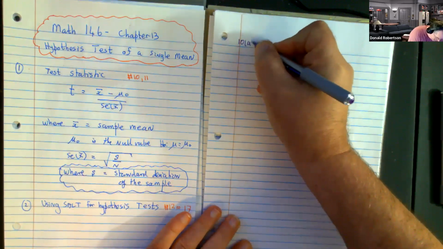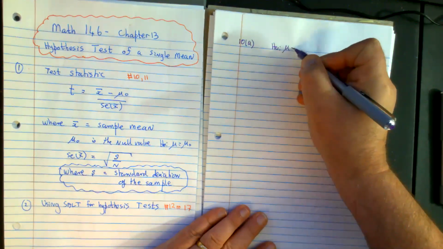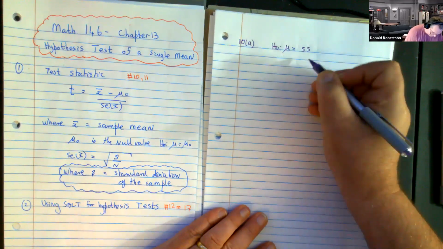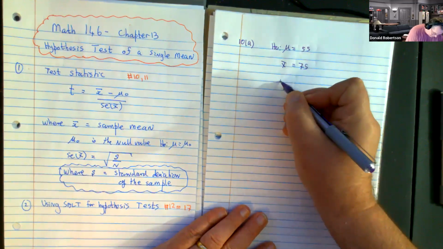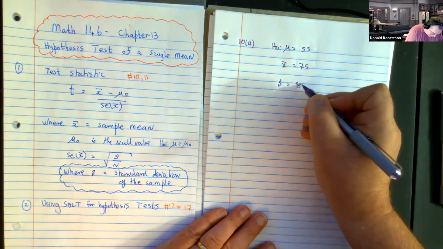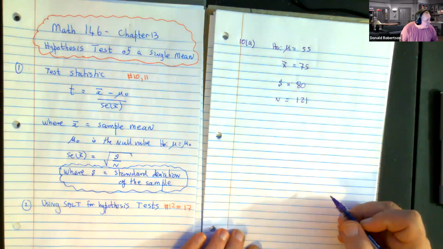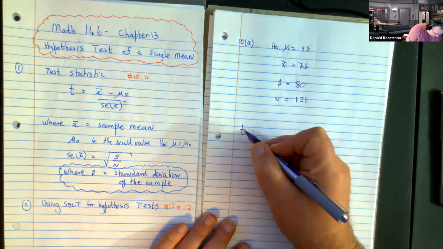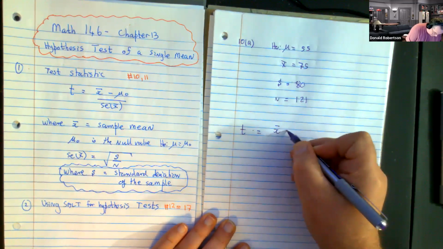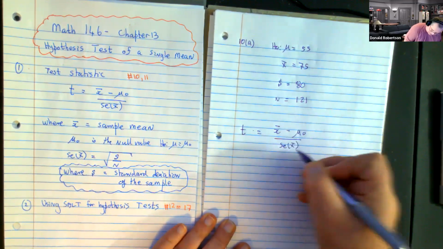So the first one I'm going to be doing is question 10a. In their story, the null hypothesis was 55. They told us X bar was 75. They told us S, the standard deviation, was 80. And finally, they told us that n is 121. So as long as I know all these, I am good to go. The test statistic, the t, is X bar take away mu naught over the standard error of X bar.